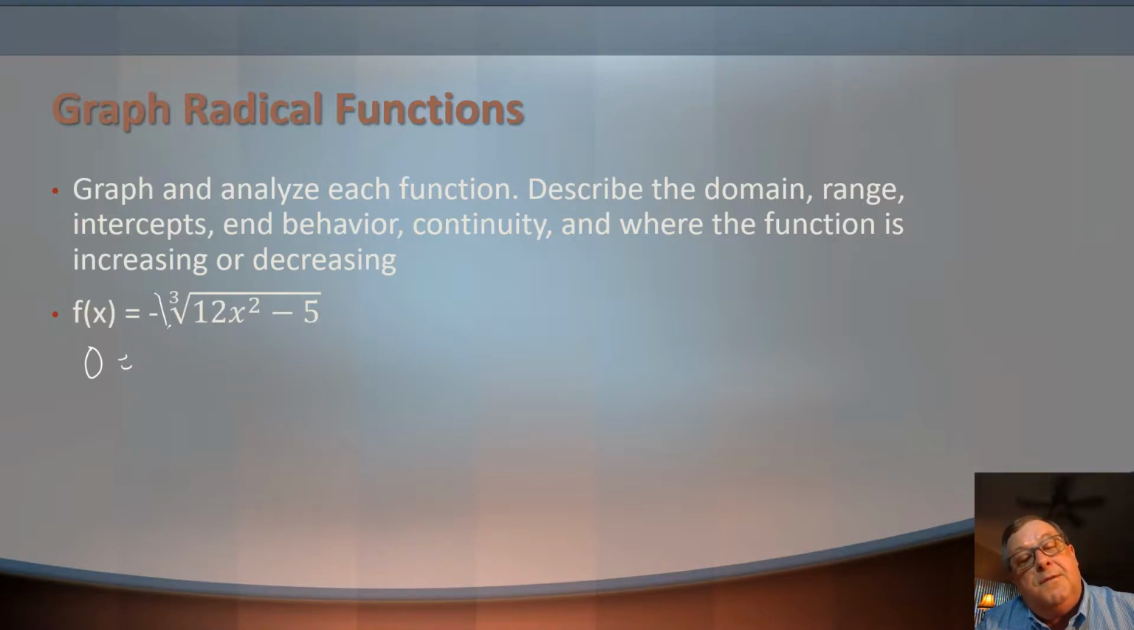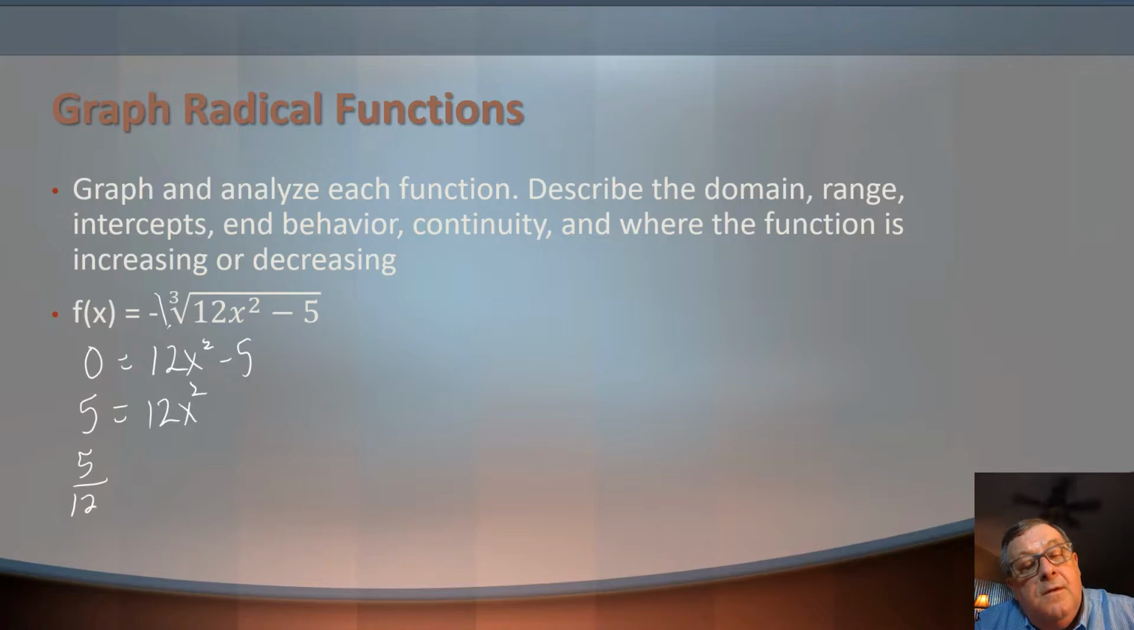And after cubing the cube root of 12x squared minus 5, we're left with 12x squared minus 5. We add 5 to both sides. So we got 5 equals 12x squared. Then we divide by 12 to get x squared, and then we take the square root of both sides to isolate the x. So we'd have the square root of 5 over the square root of 12 equals x.